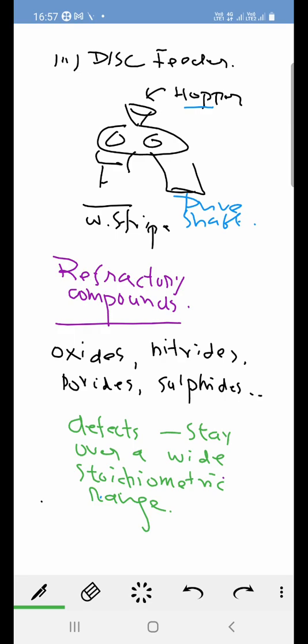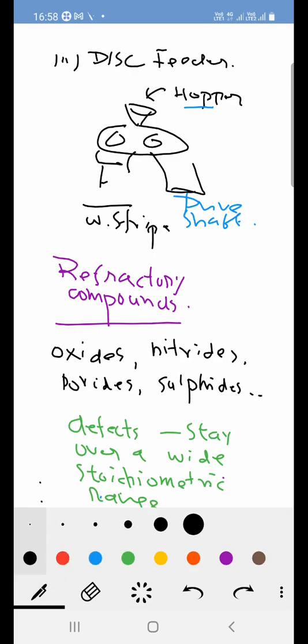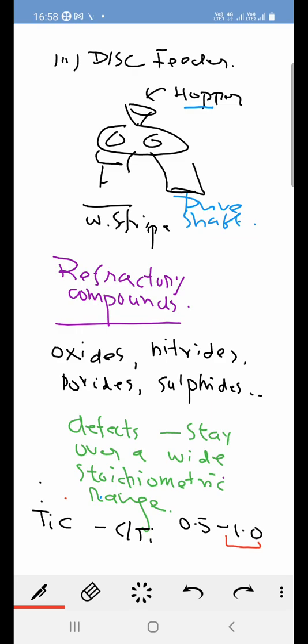For example, if we deposit titanium carbide, in that case the carbon and titanium ratio can vary from 0.5 to 1.0. And if it is 1.0, the higher the number, the higher is the shift from equal concentration to one-sided concentration, so the vacant lattice site concentration increases.